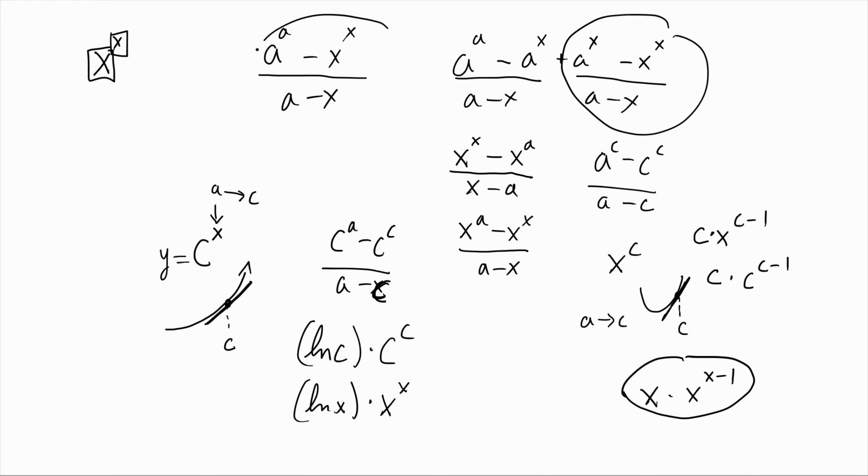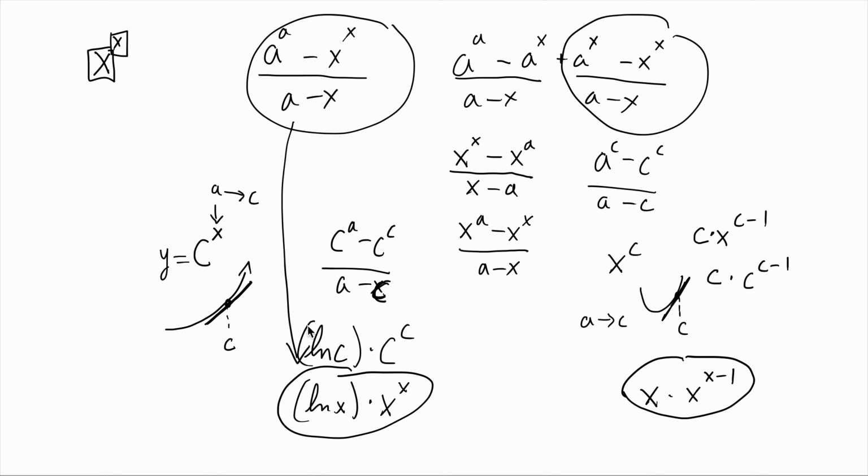This part right here limited to that. So this limits to this, and this limits to this, and so we get that the derivative overall of x to the x is just this plus this. How can we generalize this a little bit? What's going on?